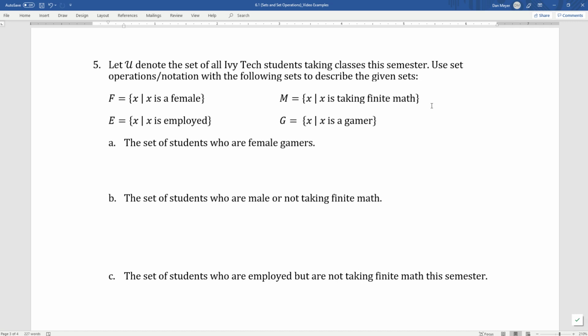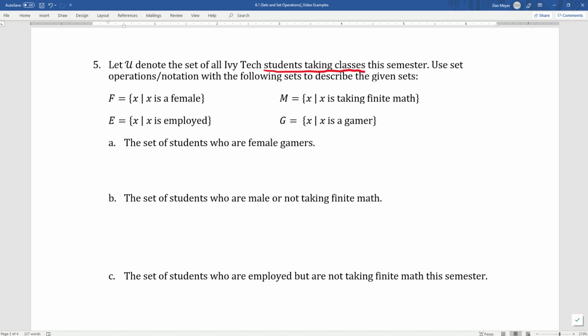All right, so we have 4 sets. We have the universal set of all Ivy Tech students taking classes. We have the set F, which is the set of all female Ivy Tech students taking classes. Again, there's this underlying assumption that all of these sets are subsets of our universal set of students taking classes.